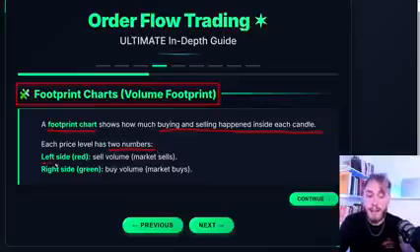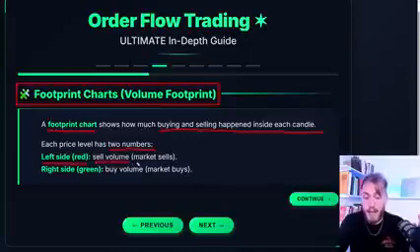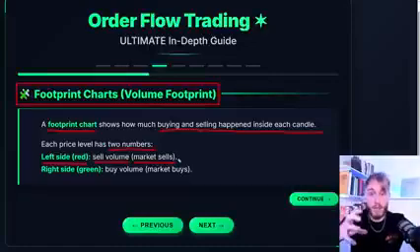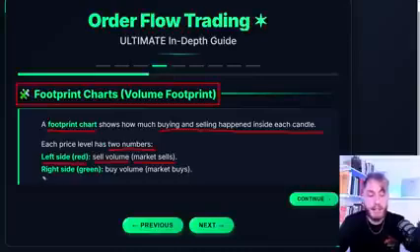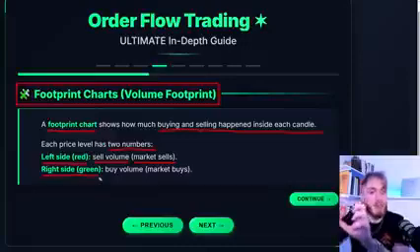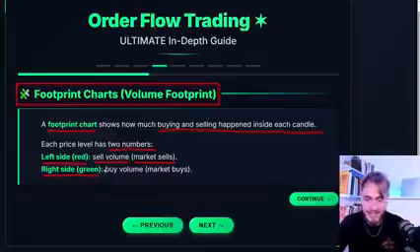We have a left side, which is red, which shows the sell volume. It's very important to notice that this sell volume is market orders. They are orders that are taking liquidity from the book, while the right side is the green side, that is buy volume, or in other words, market orders. So on the green side, we are taking from the sell limit side. If this sounds complicated, don't worry, it will be super clear soon.